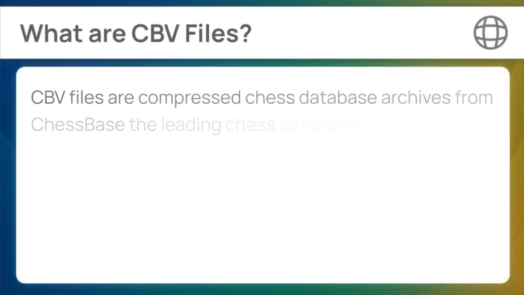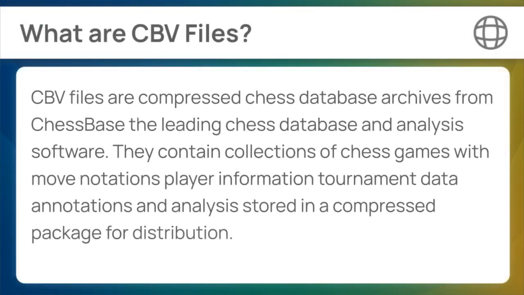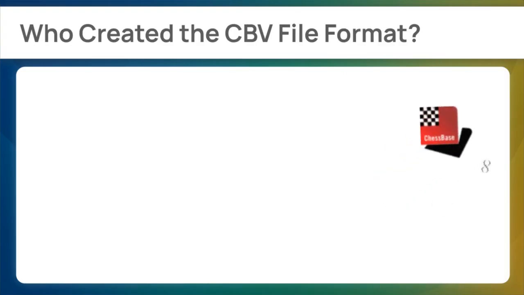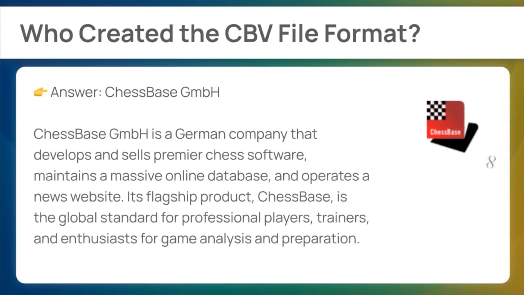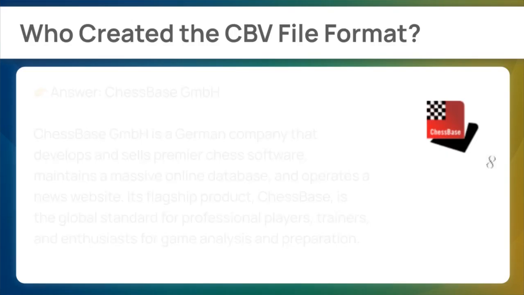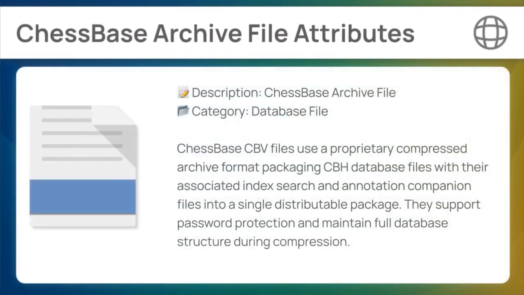CBV files are compressed chess database archives from ChessBase, the leading chess database and analysis software. They contain collections of chess games with move notations, player information, tournament data, annotations, and analysis stored in a compressed package for distribution. ChessBase CBV files use a proprietary compressed archive format, packaging CBH database files with their associated index, search and annotation companion files into a single distributable package.